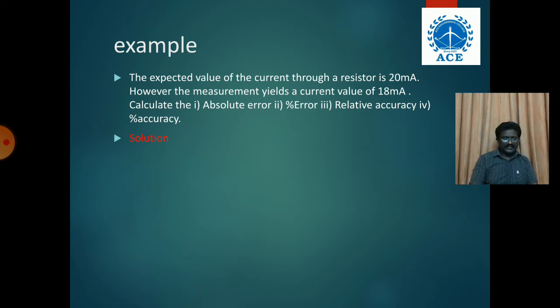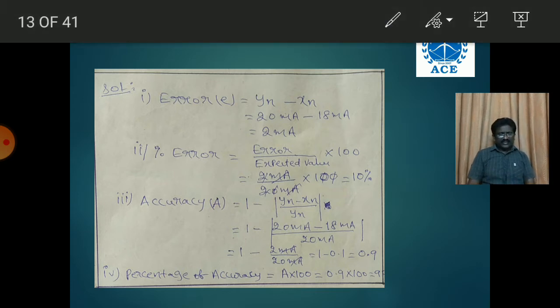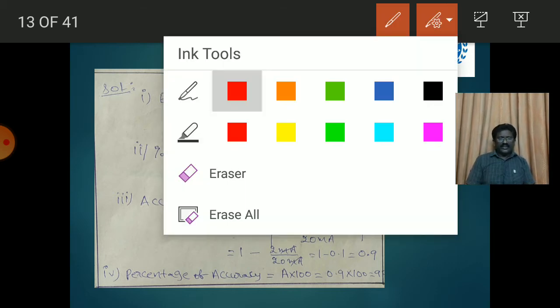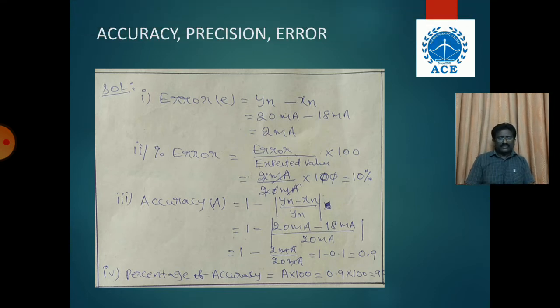Now I am going to calculate the accuracy of the instrument. Here, accuracy can be expressed as 1 minus mod yn minus xn divided by yn, where yn is the expected value and xn is the measured value. In this problem, yn is 20 milliamps and xn is 18 milliamps. Now we have to simplify accuracy using the given values. Accuracy is 1 minus 2 milliamps by 20 milliamps. Simplify them, and you will get accuracy 0.9.